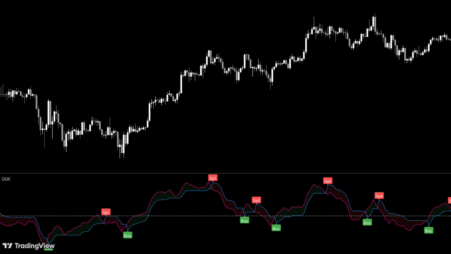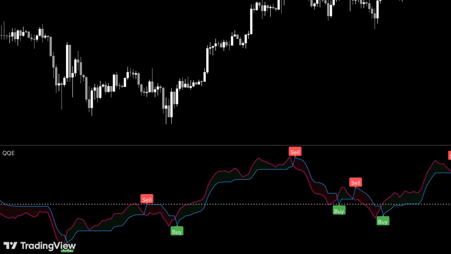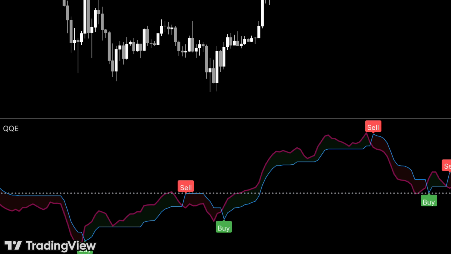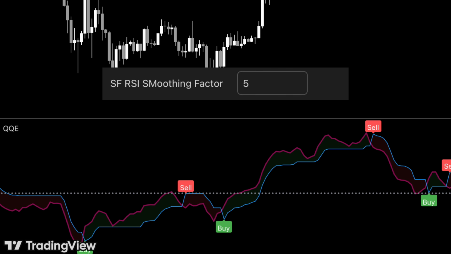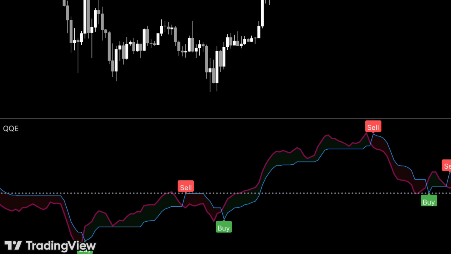This script shows 3 main visual parts. Fast is RSI, smoothed with an EMA, an average that weighs recent candles more. The default smoothing setting is 5. Slow follows fast from above or below. The 50 line is the middle baseline.